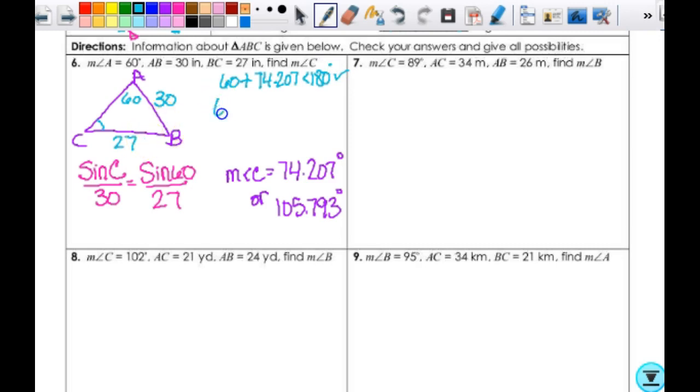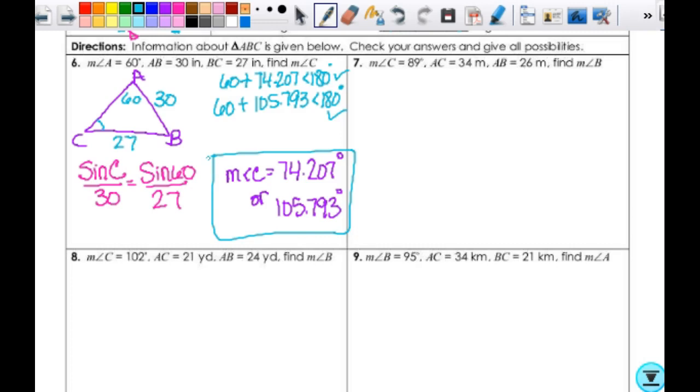So then I take the 60 and I'm going to add it to 105.793. Is that more or less than 180? It's less than 180, so this one works also. So I have two answers here. Okay, does that make sense to you? That's all you have to do to check it: you find them both and you see if they work. Okay, we okay with that?